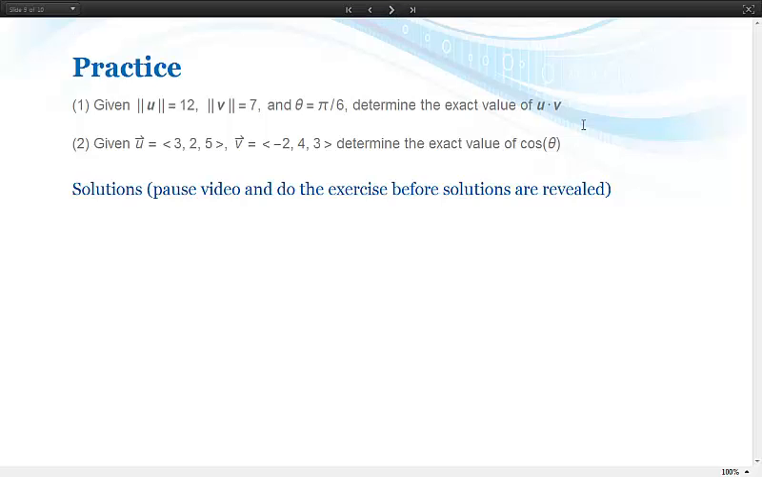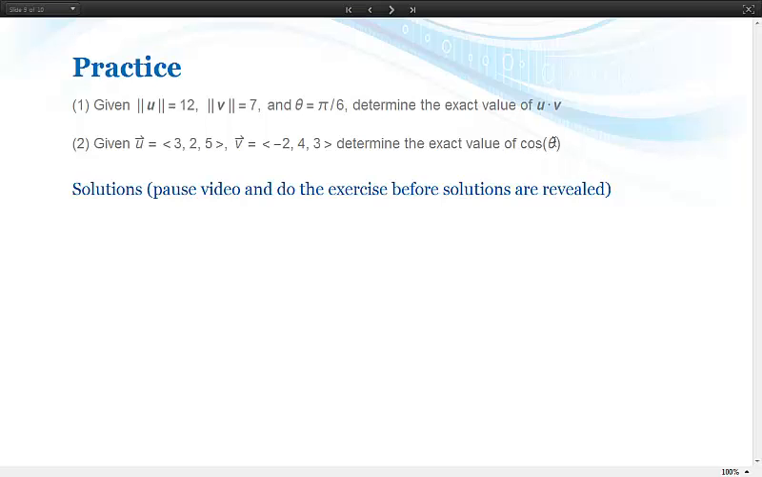Now it's your turn to practice. So we're given two problems. The first, we're given the length of vector u and the length of vector v and the angle between them. We want to determine the dot product. So without the coordinates, if we know the lengths and we know the angle, we can determine the exact value of the dot product. And then in the other case, where we're given the coordinates of these two vectors u and v, you're asked to determine the exact value of the cosine.